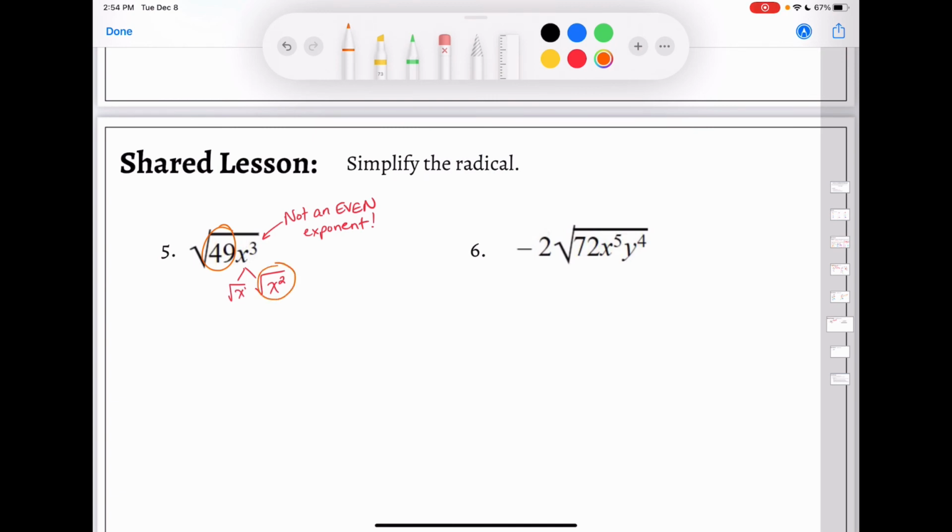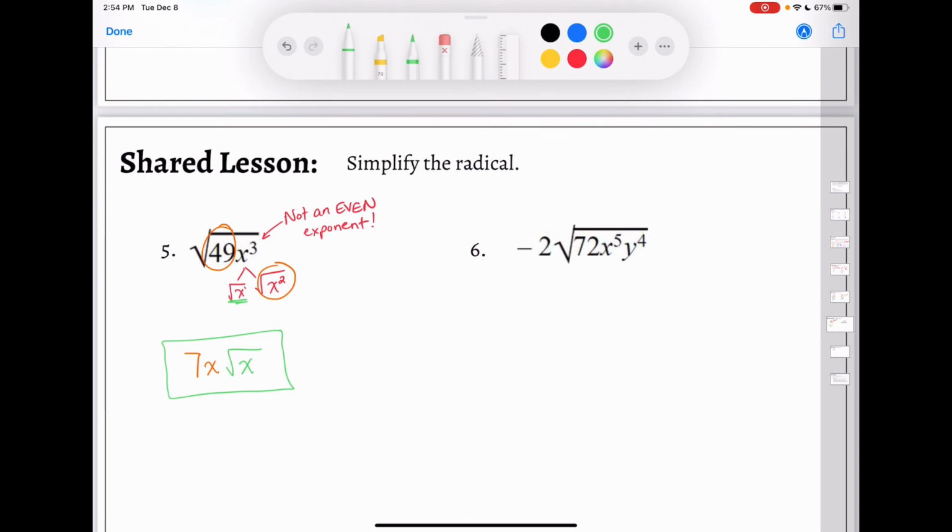So square root of 49 is 7. Square root of x to the second is x. And I have a plain old square root of x that is not a perfect square, so that one has to stay on the inside. So 7x radical x is what that looks like reduced.